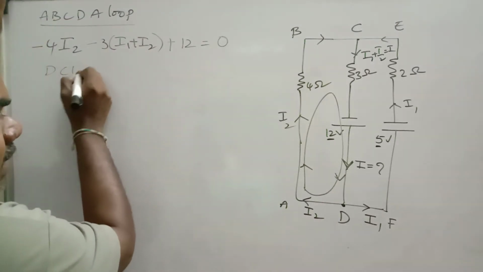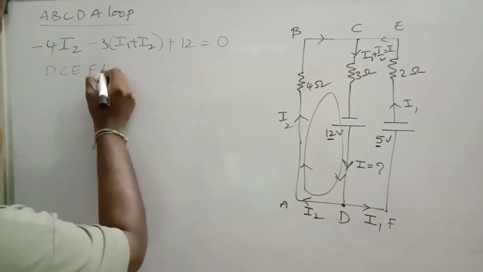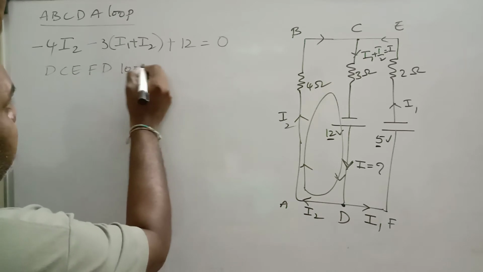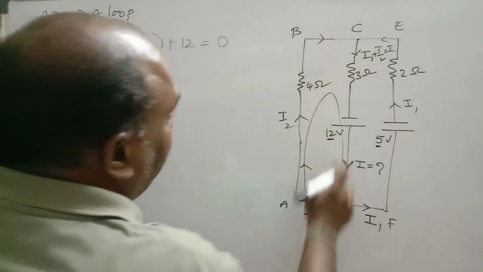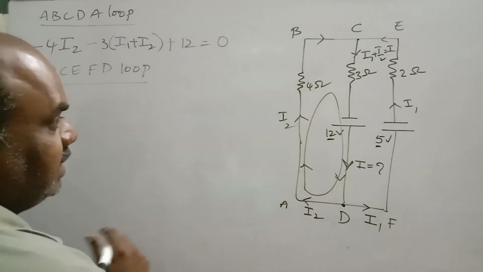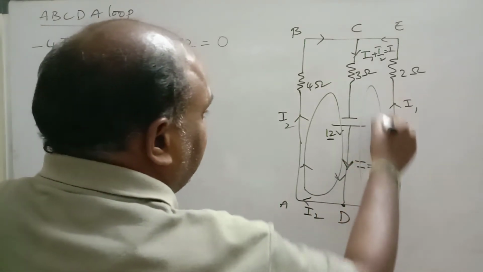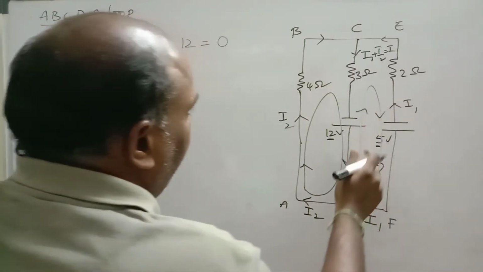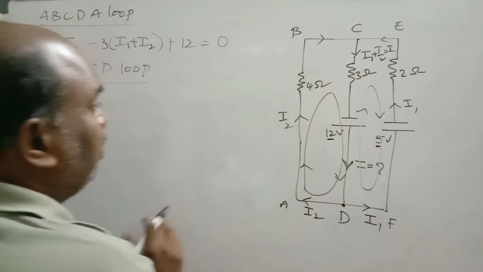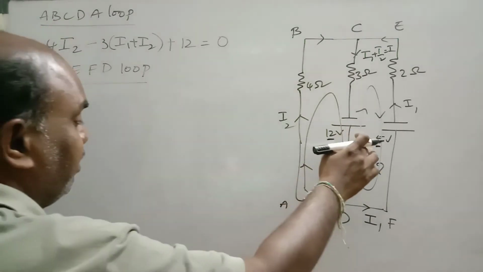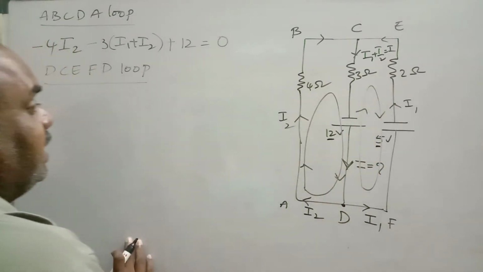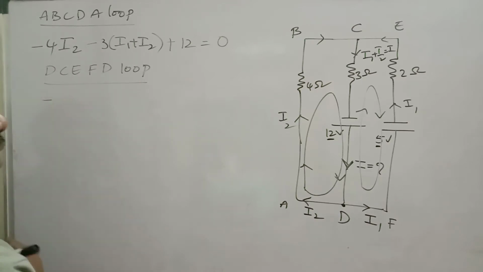Next take second loop: D, C, E, F, D. Starting point and ending point must be same. Second loop I am taking. D to C, two components are present. So I am considering loop in this direction. Here it is going from battery negative terminal. Whenever the considered loop is going from battery negative terminal, take negative symbol.